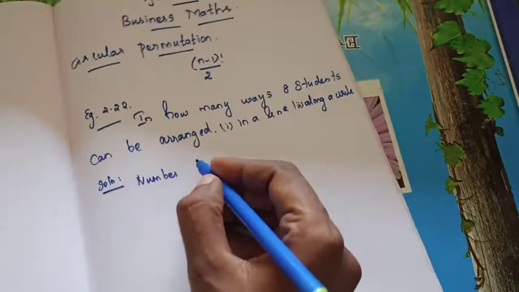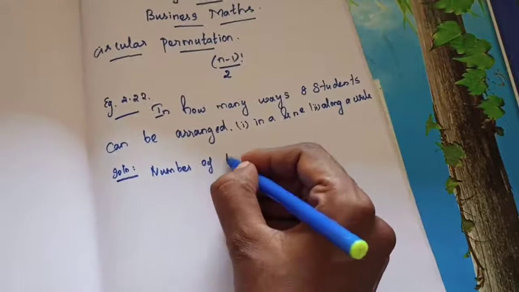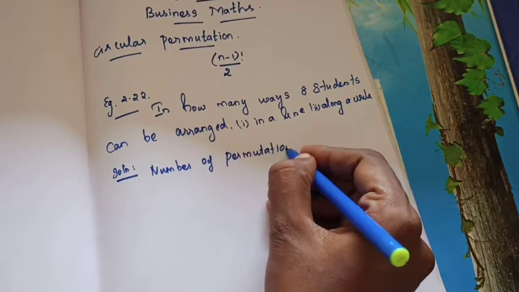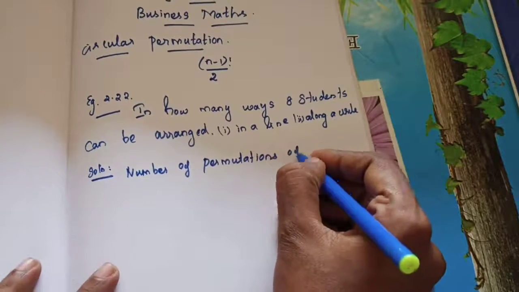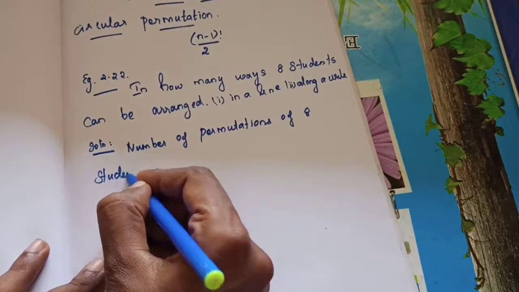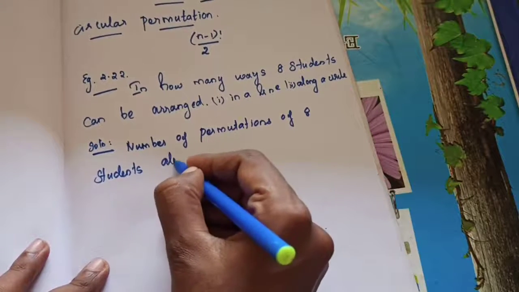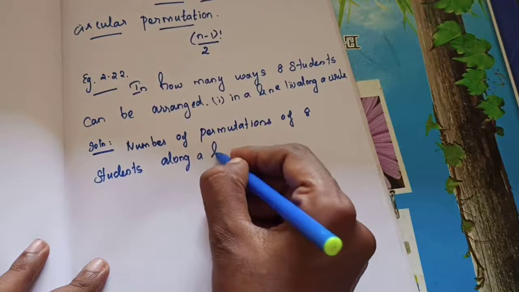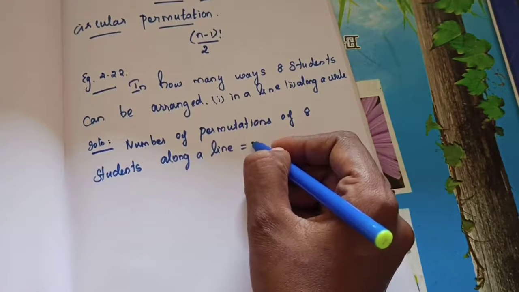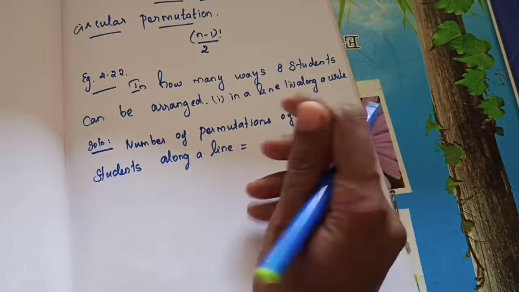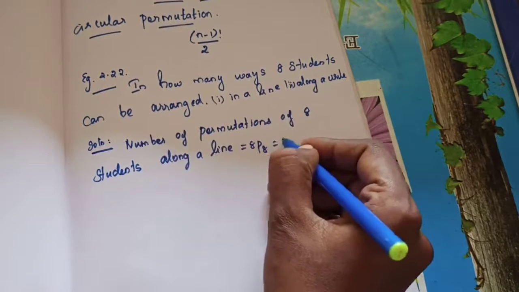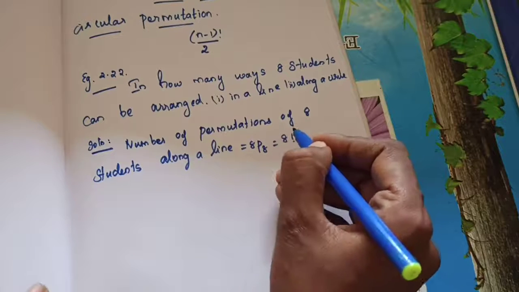First we need to find the number of permutations of 8 students along a line. Line means nPr, that's the formula. Here along a line, both are 8, right? So you will get 8P8. The value of 8P8 means 8 factorial.